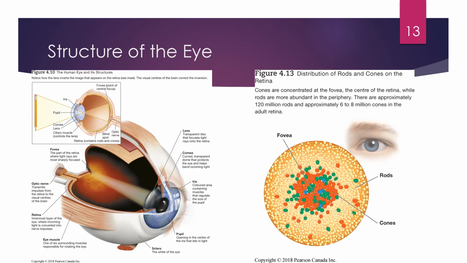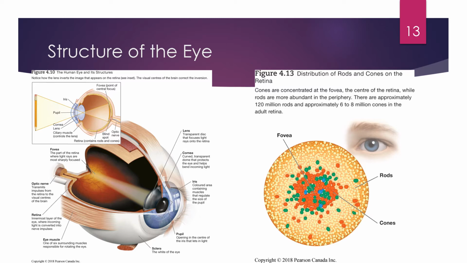And you can see that in figure 4.13 here. The red, green, and blue are the cones, and these yellow ones are the rods. You can see that as you get further out towards the edges, it's entirely rods, and as you get closer to the middle of the retina, it's entirely cones.